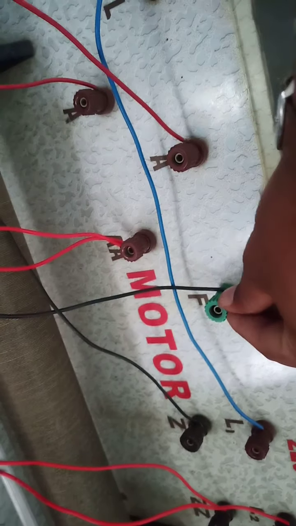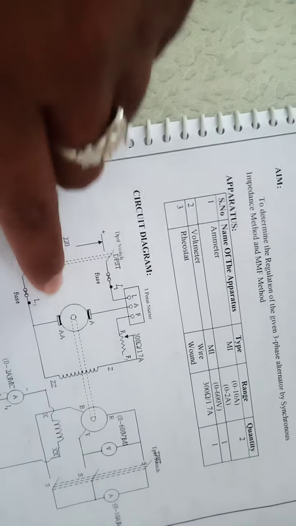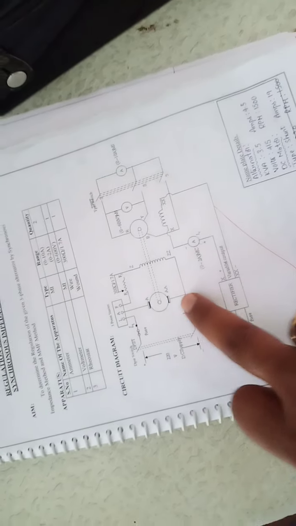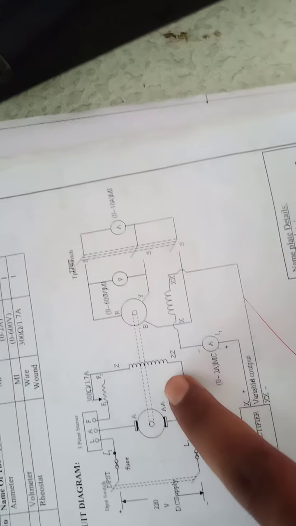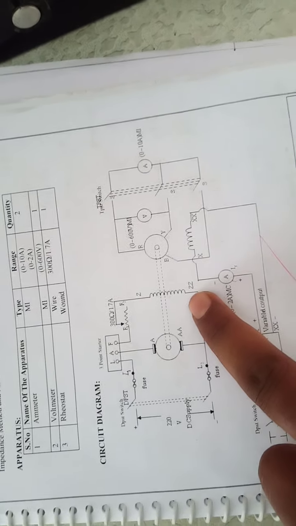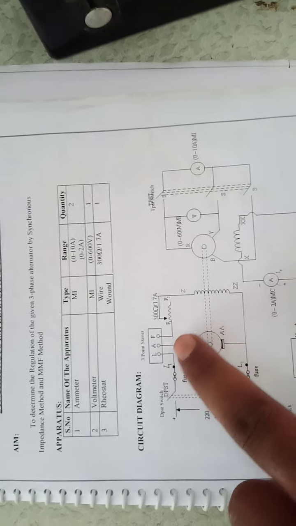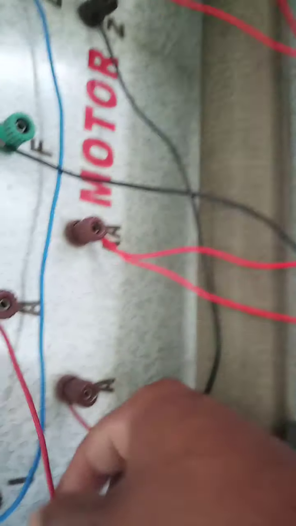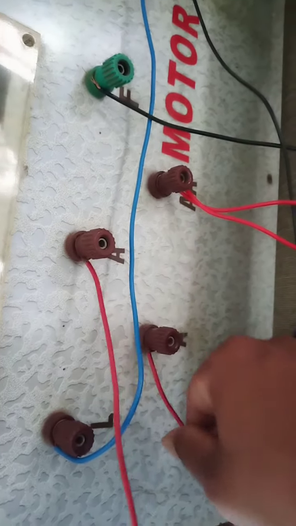These two are the motor terminals. These are the starter terminals. The starter terminals have line, armature and field. The motor armature terminal is A, and the field terminal is Z. From starter A to motor A should be connected, and motor A to this A should be connected.